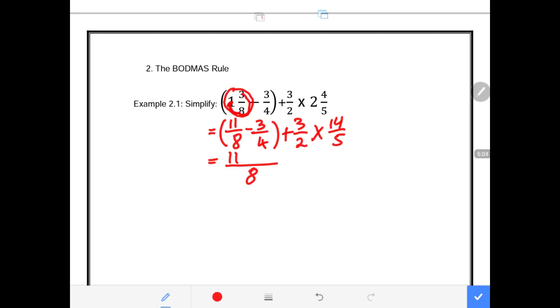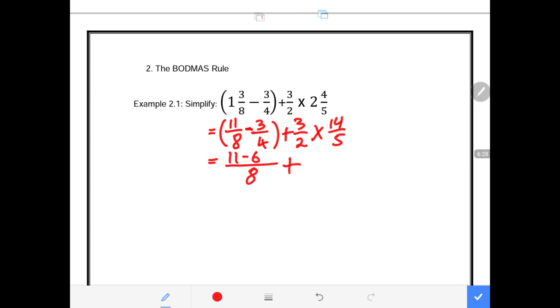We said 1 times 8 plus 3. But in this case, when we now deal with the two fractions, we say 8 goes to 8 once, 1 times 11 equals 11. 4 goes to 8 twice, 2 times 3 will give us the number 6. So we keep the sign as negative as it was, minus 6.